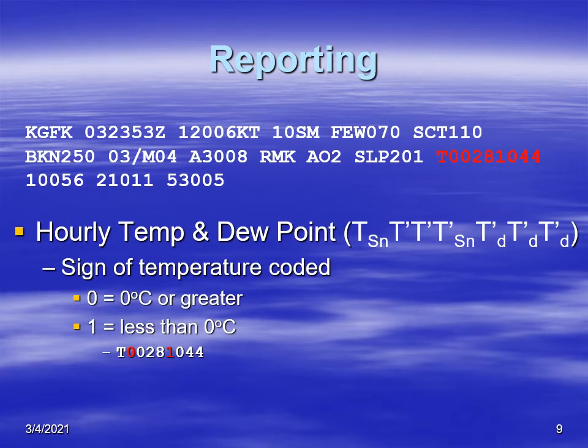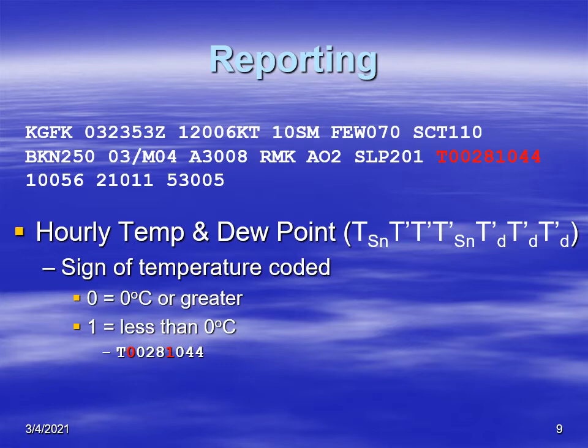There is also in the remarks section an hourly temperature and dew point group, which is also known as the T group because it starts with T. The T tells you that this is the hourly temperature. After that, it gives you lots of numbers. The first 4 numbers represent the temperature. The second 4 numbers represent the dew point.